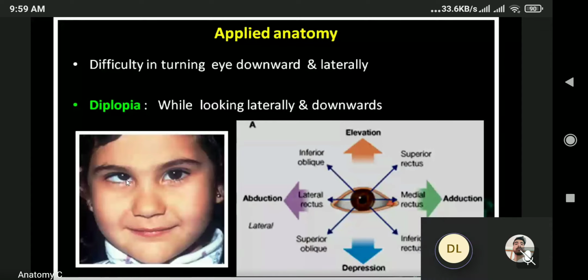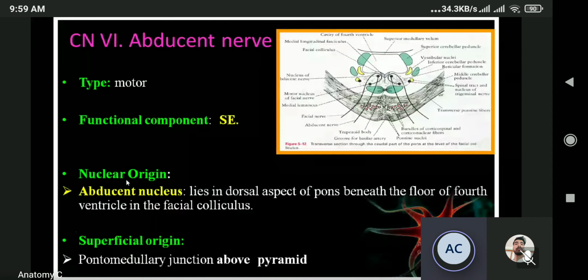Yes, ma'am. Now I'll move to another one that is known as the abducens. I'll be discussing the sixth cranial nerve now because this is the abducens nerve. This is also supplying the extraocular muscle. So together with the other cranial nerves, the trochlear and the oculomotor nerve, I'll be covering the abducens nerve as well. So the abducens nerve is also a motor nerve.